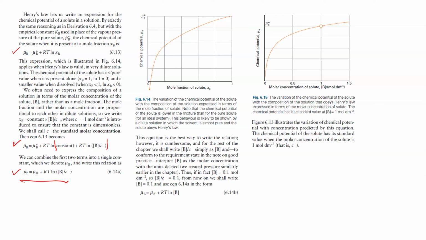We treated pressure similarly earlier in the chapter, so this shouldn't be too much of a curveball. Thus, if, in fact, the concentration of B equals 0.1 moles per decimeter cubed, then concentration of B over C will equal 0.1 with the moles removed. From now on, we'll write concentration of B equals 0.1 and use equation 6.14a in the form of equation 6.14b, where the chemical potential of B is going to equal the standard chemical potential of B plus RT natural log of the concentration of solute B.